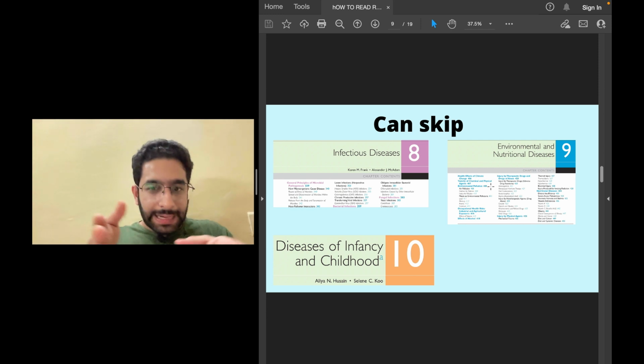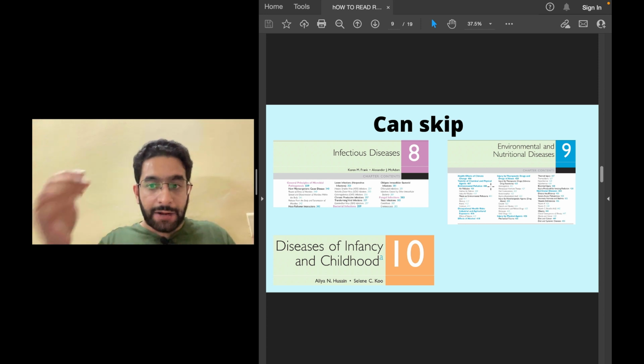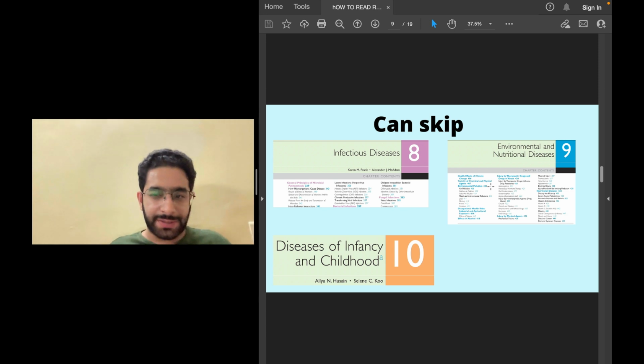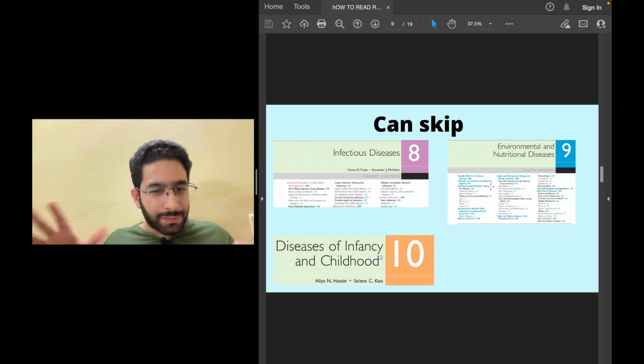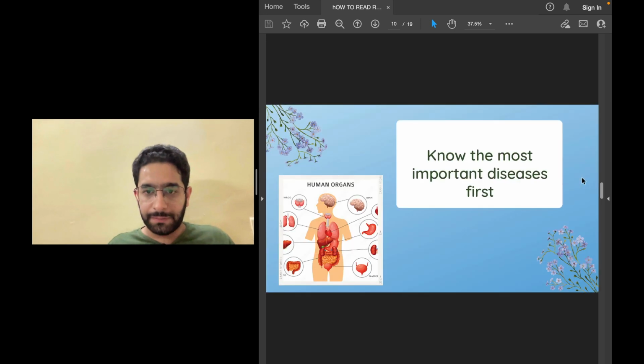For example, I highlight infectious diseases, diseases of infancy and childhood, environmental and nutritional diseases. Infectious diseases you will learn in detail in your microbiology. Infancy and childhood diseases you will learn in detail in your pediatrics. Environmental and nutritional disorders you will learn in detail in social and preventive medicine. You may just quickly read these chapters, or you may even read your coaching notes for these few chapters, right?